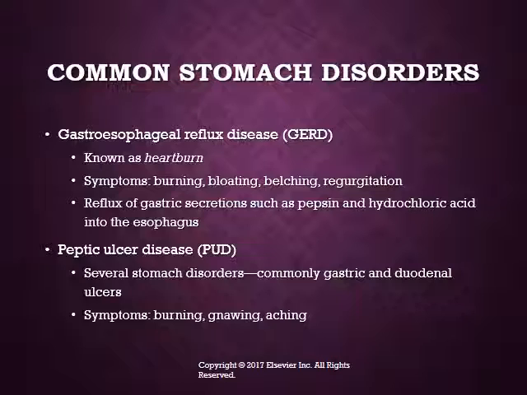The other condition we'll be talking about is peptic ulcer disease. This is referred to as acid indigestion. Peptic ulcer disease refers to several stomach disorders. This is a result of an imbalance between the acid in the stomach and the body's defense barriers. This imbalance results in ulcers in the stomach. So if you have increase in acid or a decrease in your defense barriers, you're going to be at risk for an ulcer.